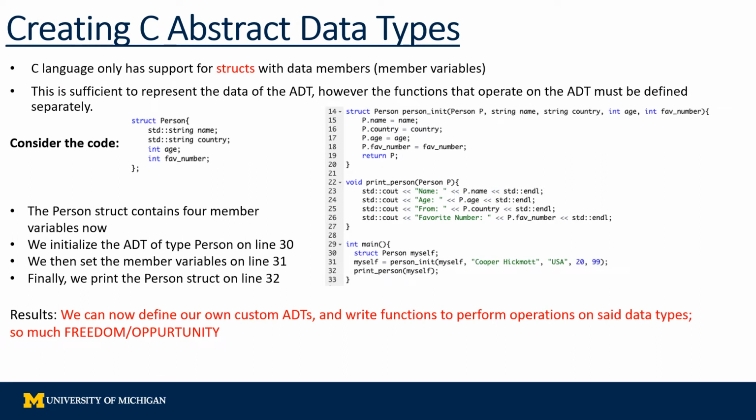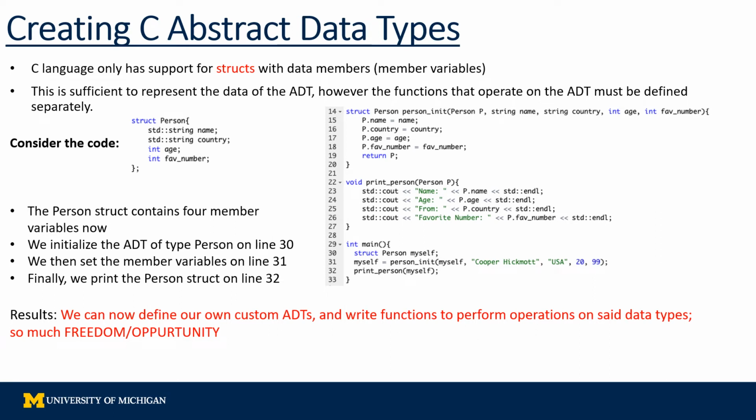So now that we know how to use abstract data types, let's talk about creating them. The C language only supports structs with data members, which are also called member variables. And this is sufficient to represent the data of the abstract data types. However, in C, the functions that actually operate on the data must be defined separately.